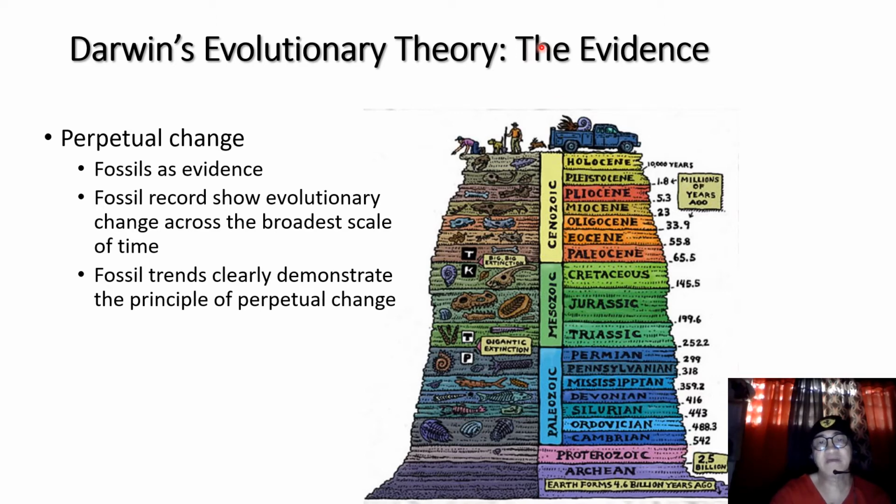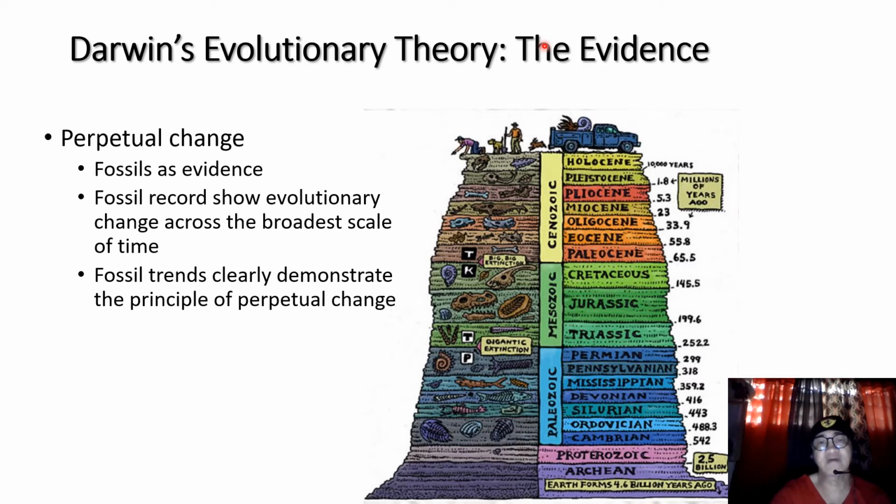The Precambrian era contains well-preserved fossils of bacteria, algae, and casts of jellyfishes, sponge spicules, soft corals, segmented flatworms, and worm trails. Most but not all were microscopic fossils. Fossil records show that evolutionary change across the broadest scale of time happened, and fossil trends clearly demonstrate the principle of perpetual change.